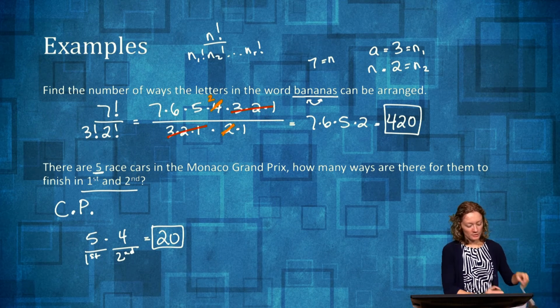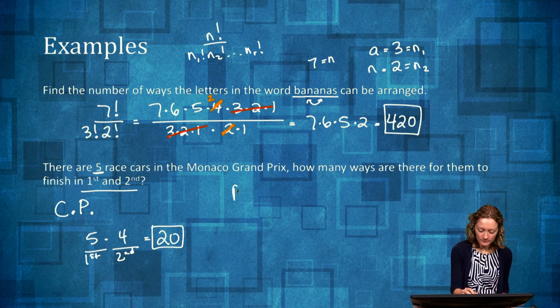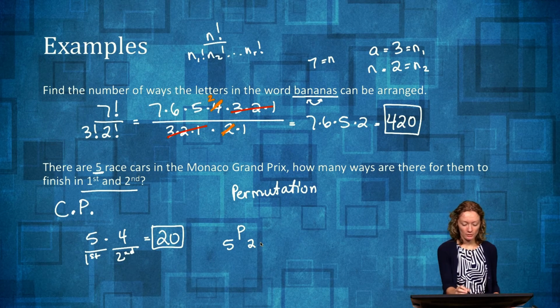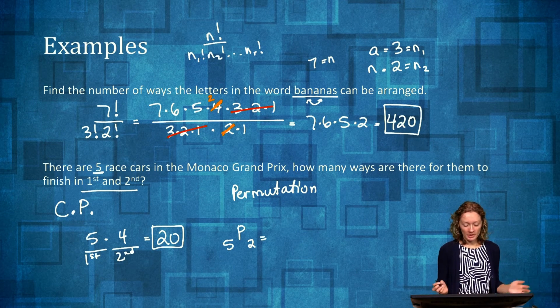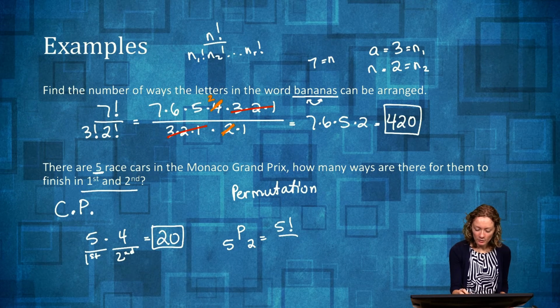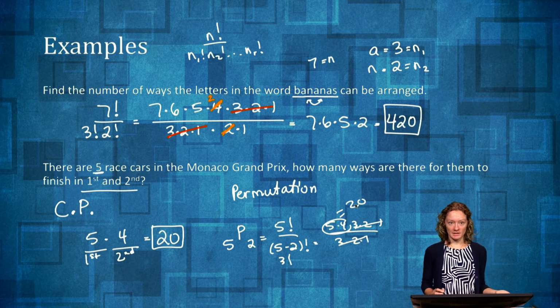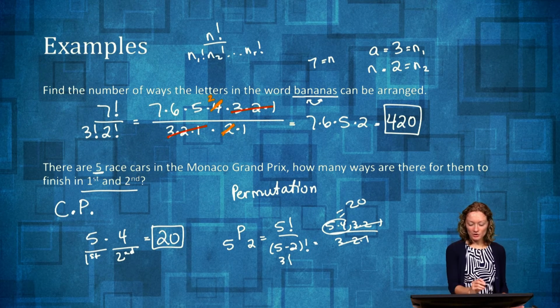Or you can use the permutation formula, which says we have 5 objects and 2 of them are being selected. We care about the order of those 2, so it's a permutation. You can plug it in the formula or do it in the calculator. 5 factorial over 5 minus 2 factorial. This is 3 factorial, 3, 2, 1. Again, 3, 2, 1 gone. We have 5 times 4, which is 20, or you could have just typed it in the calculator. Either is totally fine. Your answer is 20.